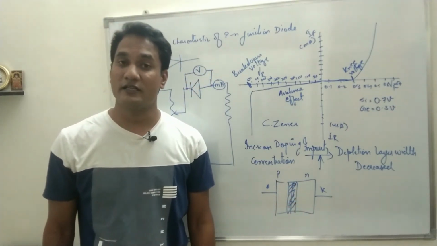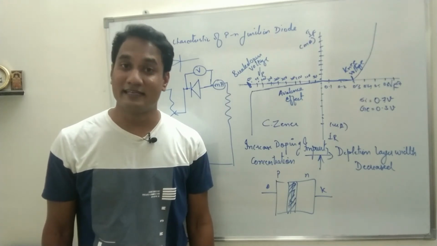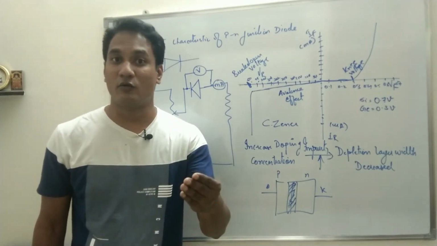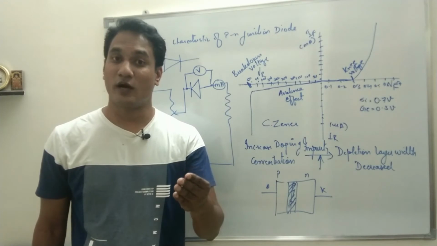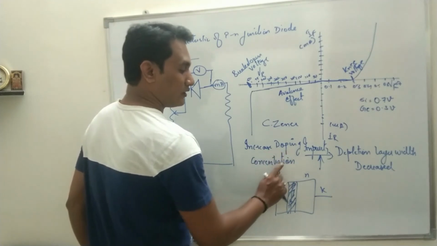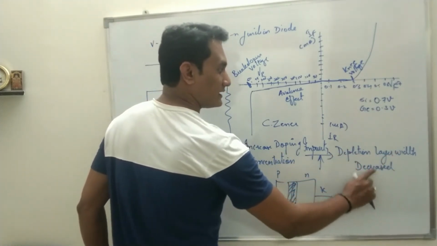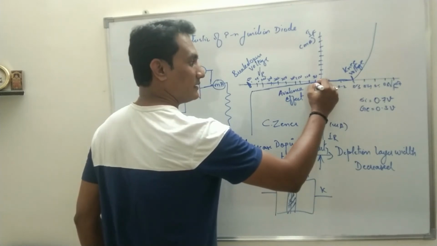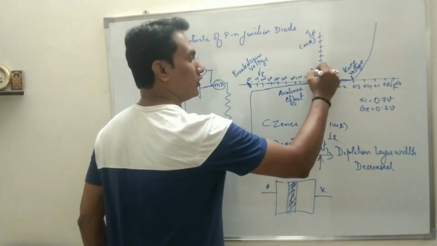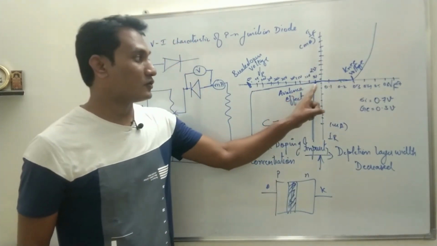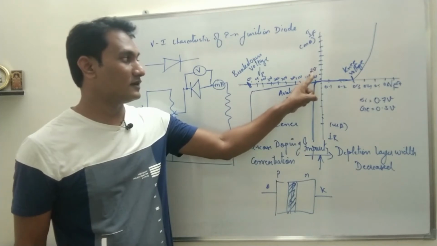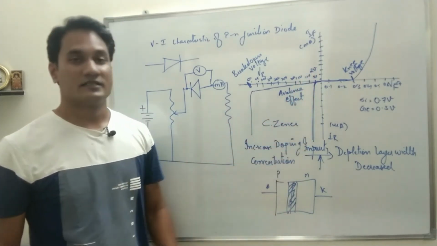When I say depletion layer width decreases, that means the potential barrier decreases. If the potential barrier decreases, less amount of energy will be required to reach the breakdown voltage. So when you increase the doping concentration, the depletion layer width decreases, and the breakdown can occur at a very early stage of say 2 volt, and it will be a sharp breakdown voltage. Before that there will be no current through the diode, and as soon as that voltage is reached, there will be a sharp increase in the current.